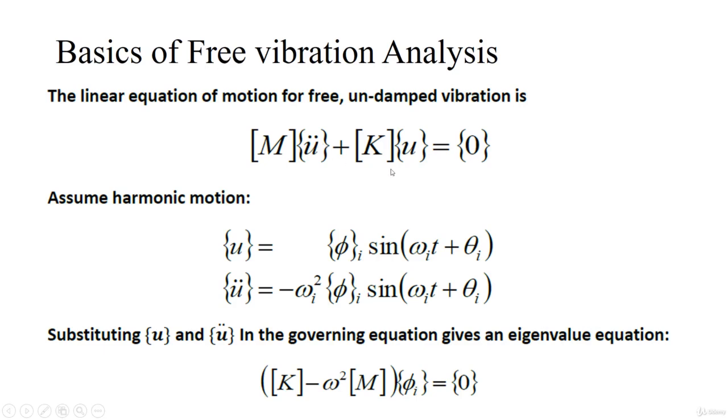If you take this displacement in its normal form, the harmonic motion equation is psi i sine of omega i t plus theta i. When we differentiate it two times to get the acceleration, we are going to get this particular value. We are going to substitute this value in this equation to change the equation into this form, where K minus omega square into M into psi i equal to 0, because remember this is 0 as this is a free vibration analysis.